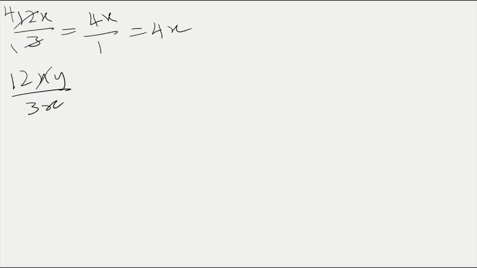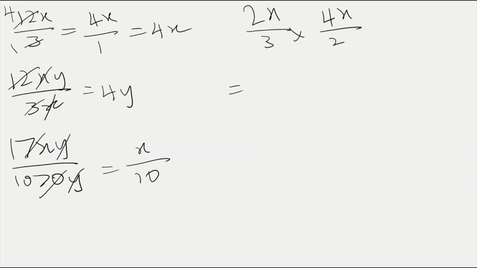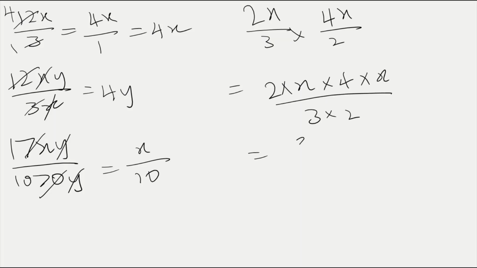Examples for dividing expressions. 12x over 3 is 4x over 1, so 4x over 1 would be 4x. 12xy over 3x, you can cross out. 7xy over 70y, get x over 10. And lastly, 2x over 3 times 4x over 2. 2 times x times 4 times x over 3 times 2. So 8x squared over 6. So this gives you 4x squared over 3 as they are both divided by 2.